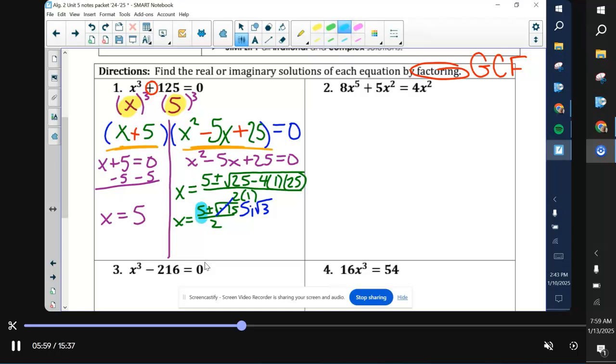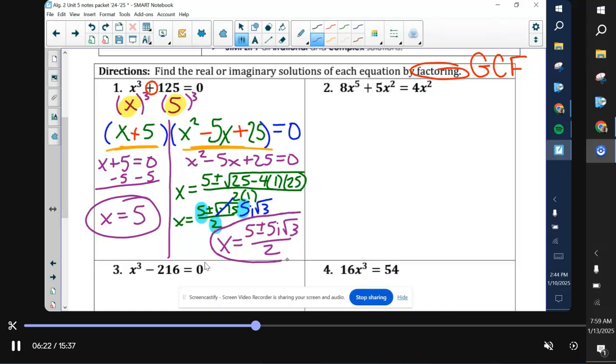And then I have to ask myself, can I simplify that even further? Are 5, 5, and 2 all divisible by anything? They are not. So I'm just going to write my answer out. 5 plus or minus 5i square root 3 all over 2. So I have 3 solutions. X equals 5. And then with my plus or minus, those are my other 2 solutions.